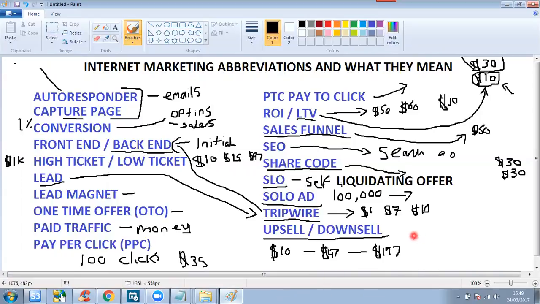And a downsell is, let's say you come in, they show you a $50 product, and you're not interested in that. So they then say, oh no, why not purchase this $9 product or the $7 product instead? So it's pretty much the opposite of an upsell, where they show you a more expensive product first and you tell them you're not interested, and then they show you a cheaper alternative product that you can buy.